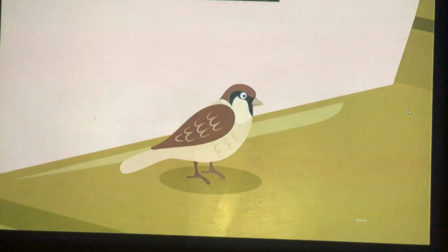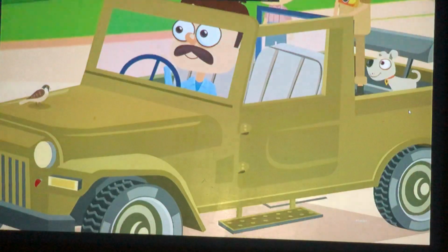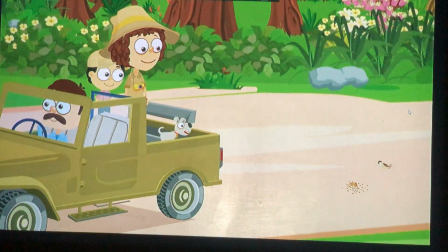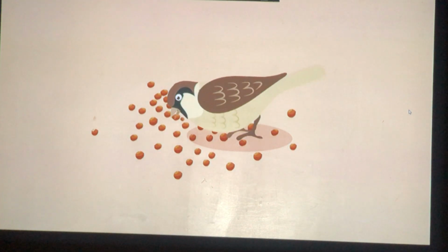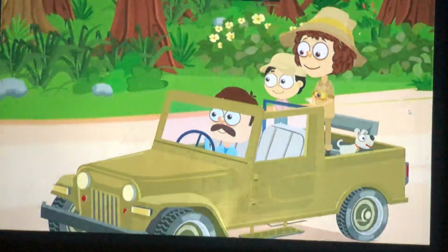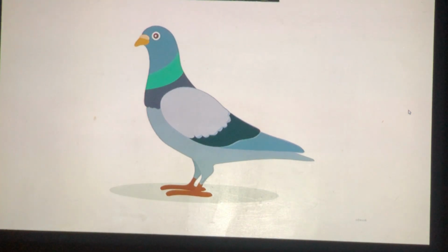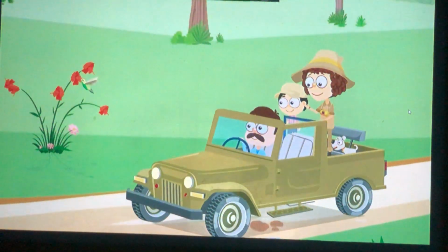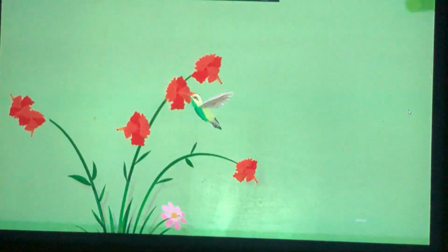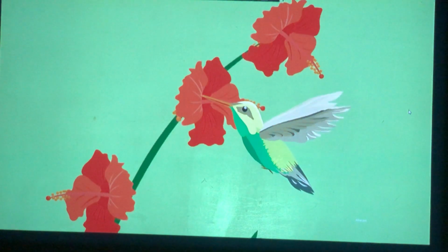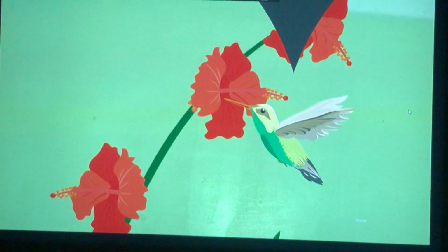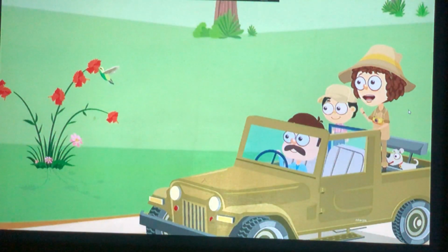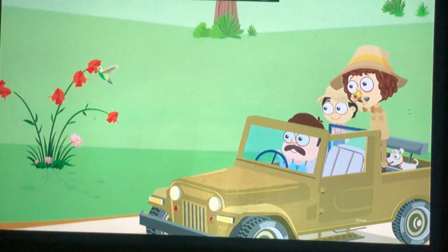And why do sparrows have small pointed beaks? The pointed tip helps them pick small grains and seeds. Pigeons have similar beaks. Is that because they eat similar food? Yes. Look, Andy, a hummingbird. It's sipping nectar from the flowers. That's why it has a straw-shaped, slender beak.